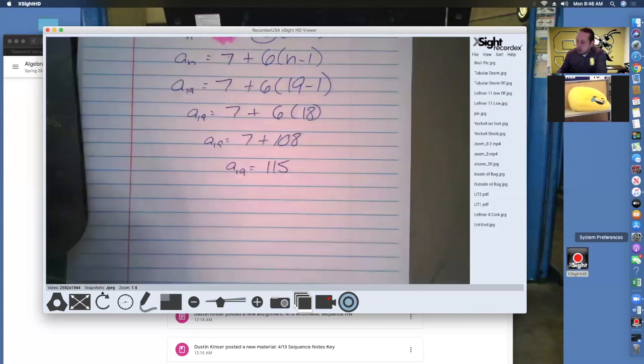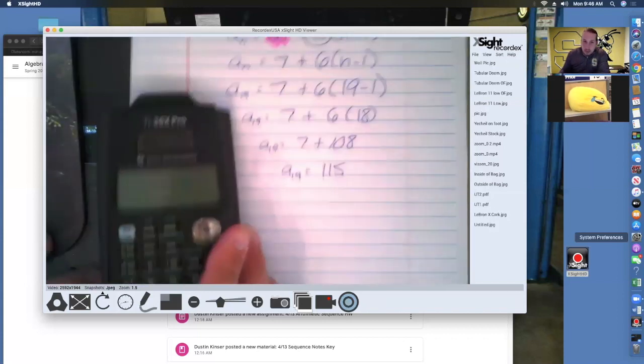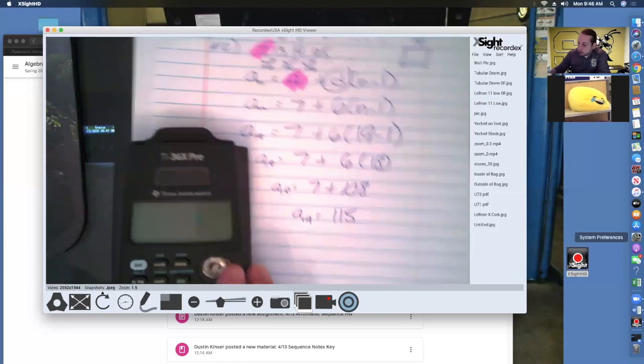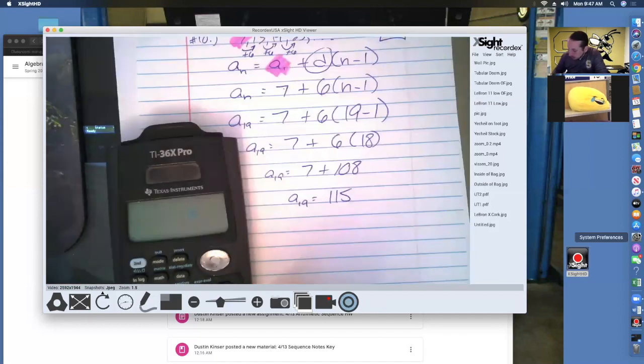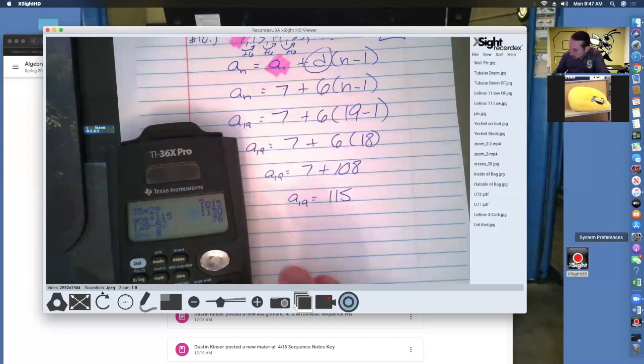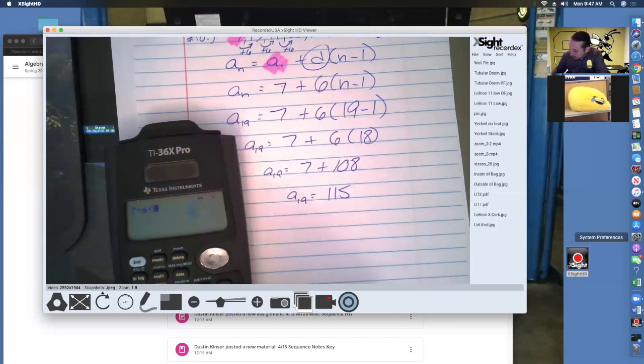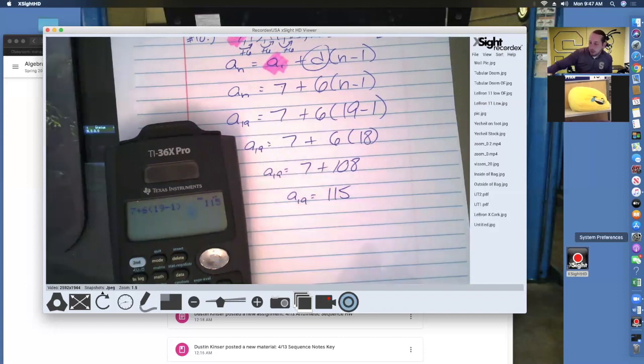And that's the one thing though, once you get your calculator, it makes your life a lot easier because you can type this whole equation in here. You can just do 7 plus 6 parentheses 19 minus 1, and you get your answer. But again, you can work it out by hand too.